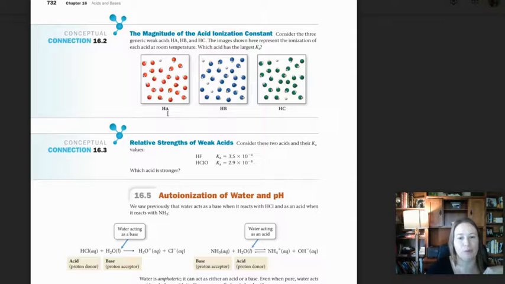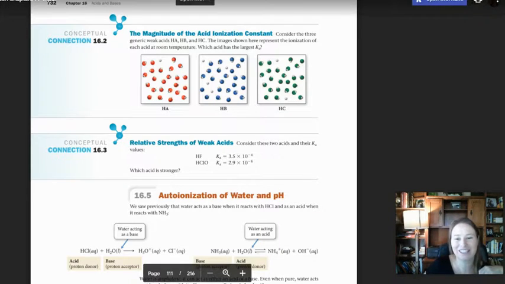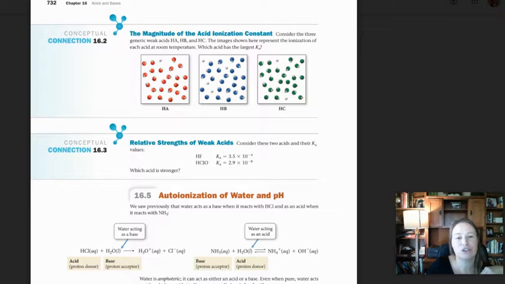Conceptual connection 16.3, relative strength of weak acids. Consider these 2 acids and their Ka value. HF, Ka is 3.5 times 10 to the negative 4th. HClO, Ka is 2.9 times 10 to the negative 8th. Which acid is stronger? Pause. Pick your answer. The correct answer is HF is a stronger weak acid than HClO, because the 10 to the negative 4th makes this top number a larger value than the bottom one.